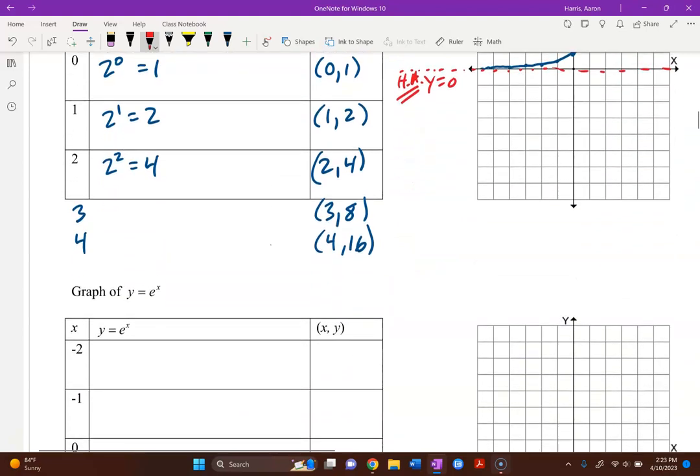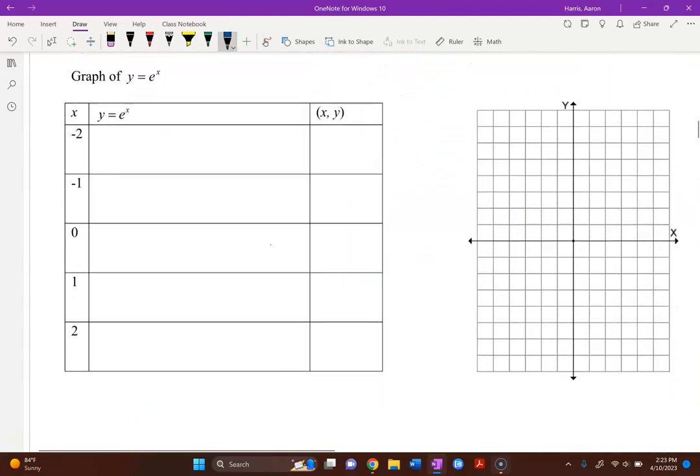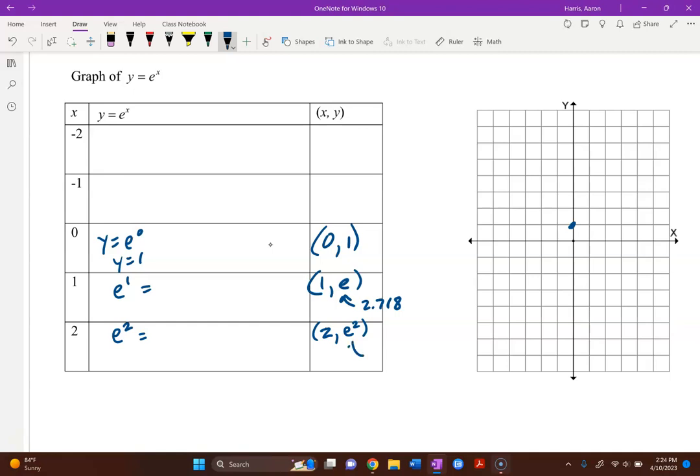Now let's do another one. How about e to the x now? So let's go e to the 0. Anything to the 0 is 1. Notice it's that same 0, 1 y-intercept. Now let's plug 1 in. So e to the 1 is just e. So 1, e. And remember, e is approximately 2.718. Now let's plug in 2, so e squared, that's about 7.39, 2.718 squared.